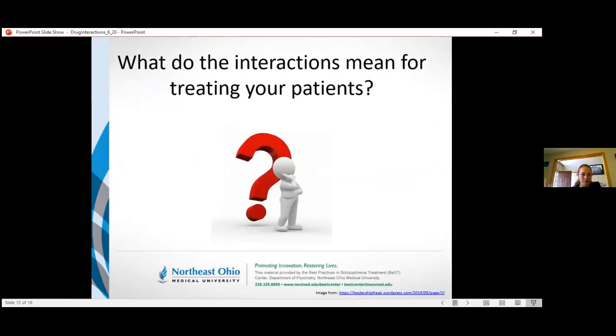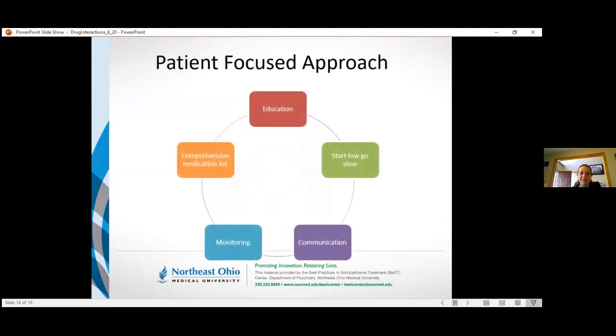So in general, what do we do with all of these interactions? Because they could go in a few different directions. It really is going to be a patient-focused approach. There are only a handful that really are your hard stop, no, we're not using those, the MAOIs being the example. But if you have a comprehensive medication list, everything that the patient's taking, prescription, non-prescription, illicit or not, providing education, if we're adding things, starting low and going slowly, and making sure we're communicating and monitoring.